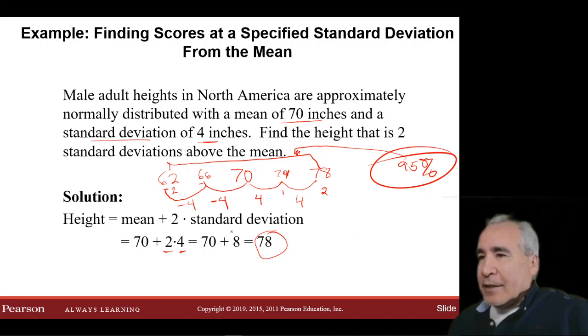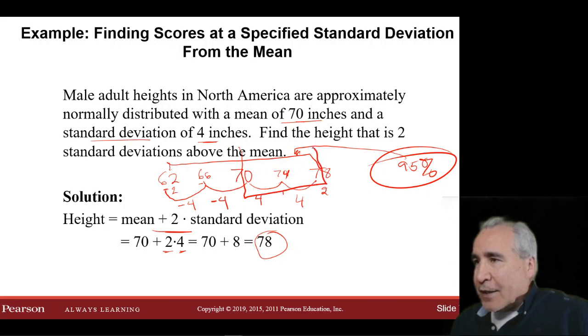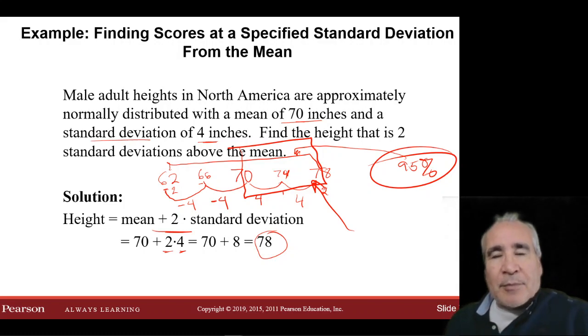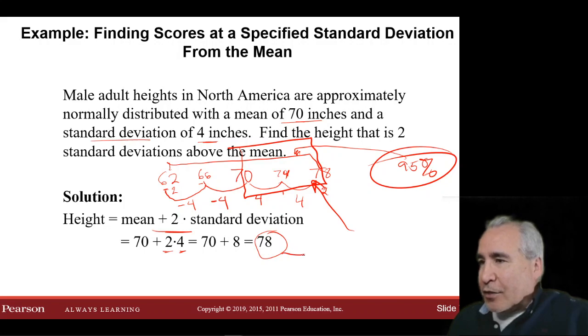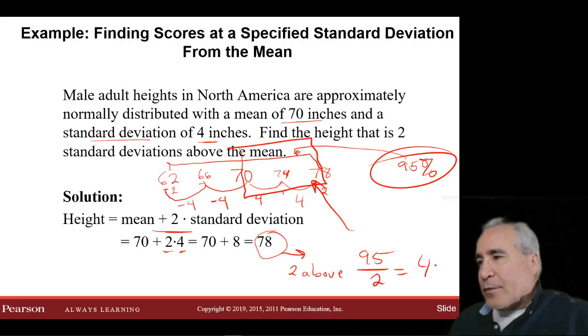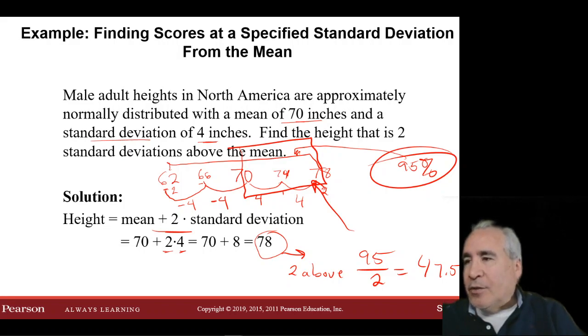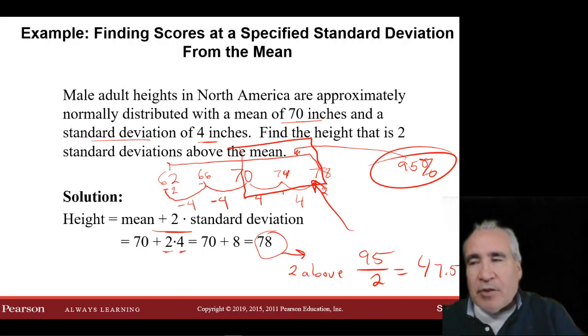While we're at it, since they only asked for two above, they just asked for this part here, right? What percentage would be just two above? Wouldn't it make sense that since it's symmetric, it would be half of what is between the two? You're absolutely right. So just two above would be 95 divided by 2, which is 47.5%, I think. Yeah, 90 is 45, another 2.5. So yeah, two above is just half of that symmetry, right?